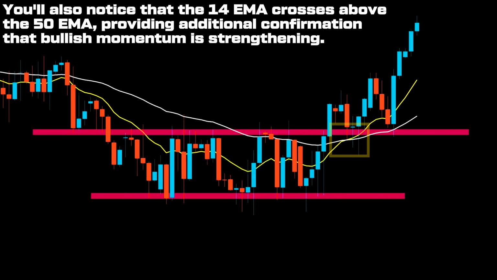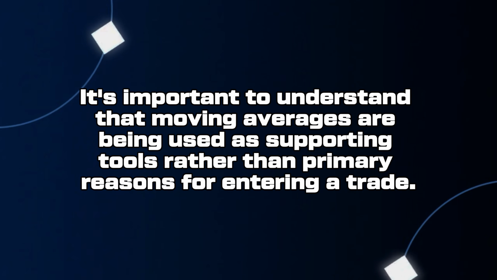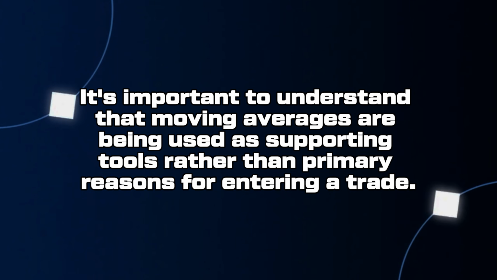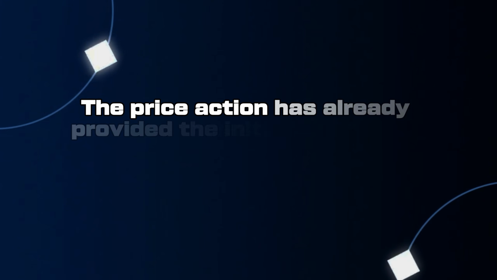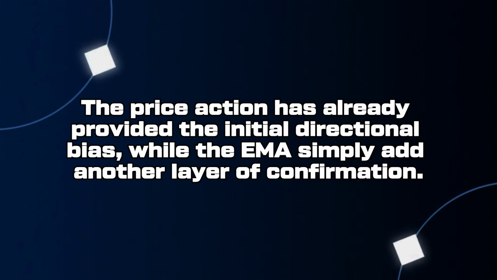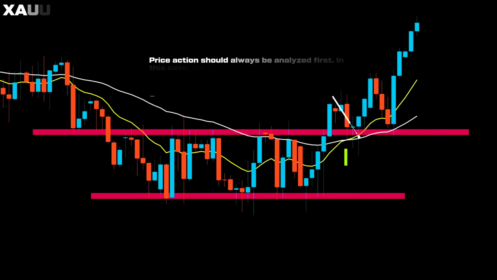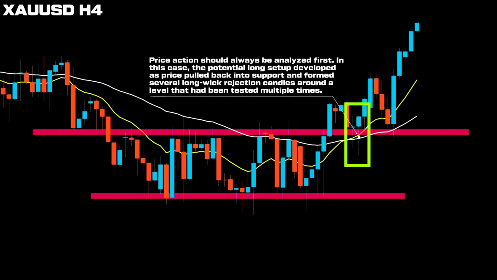momentum is strengthening. It's important to understand that moving averages are being used as supporting tools rather than primary reasons for entering a trade. The price action has already provided the initial directional bias, while the EMAs simply add another layer of confirmation. Price action should always be analyzed first.